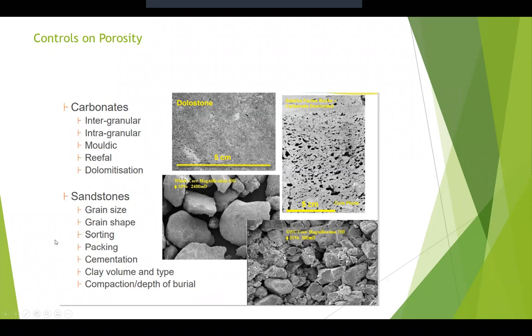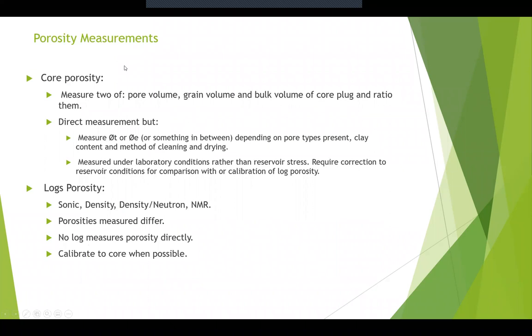So, porosity measurement. The sources of porosity: where do we get it from? As I mentioned before, the core is the first step to get the accurate porosity. From the core, we measure two of pore volume, grain volume, and bulk volume, and take their ratio to get the porosity. So core porosity is a direct measurement and very good for log calibration, but sometimes it measures total porosity or effective porosity, depending on the drying and cleaning of the core.